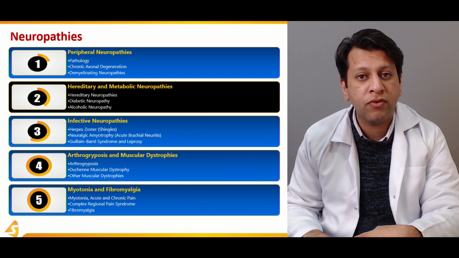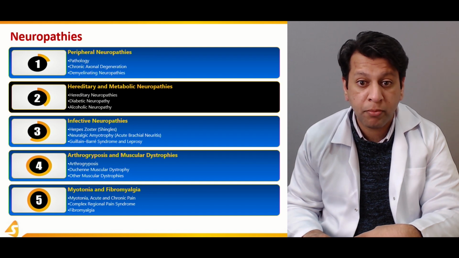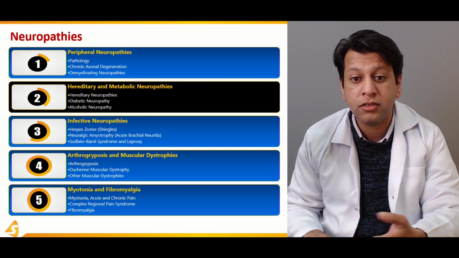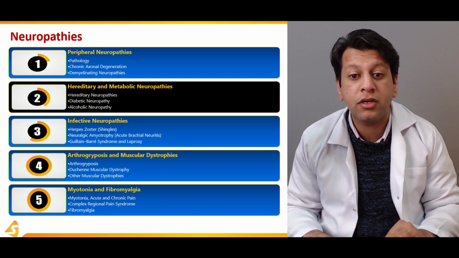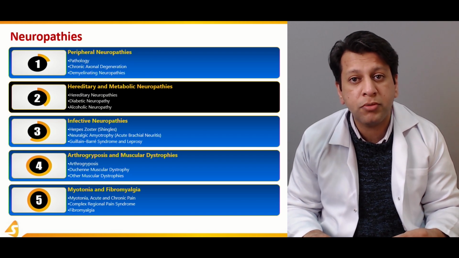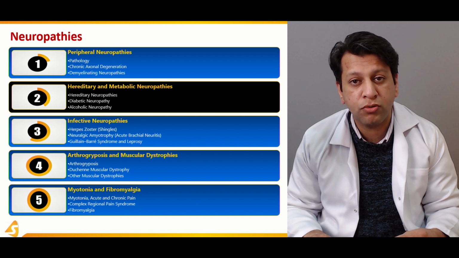Then in the metabolic, we'll be briefly going through the diabetic neuropathy, its pathogenesis, its mechanism, how it affects, what are its complications, and lastly, going through another associated problem called alcoholic neuropathy, which is especially common in chronic alcoholism syndromes.